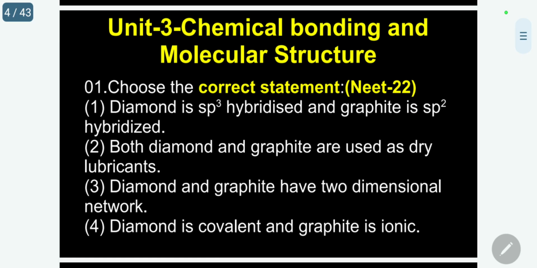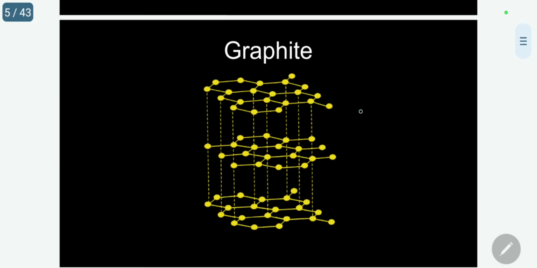Please, students, I have marked a red line under "correct statement", because sometimes you will misunderstand it as incorrect. There may be confusion. So, among the 4 statements, you have to identify which is correct. Read all 4 once again. The most suitable answer is 1: diamond is sp3 hybridized and graphite is sp2 hybridized. How? I will explain. Please follow.